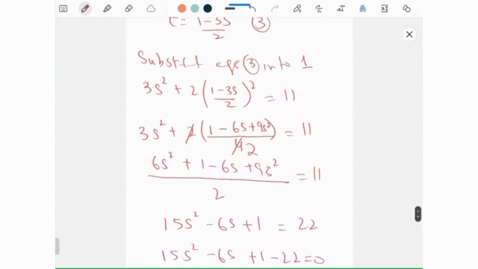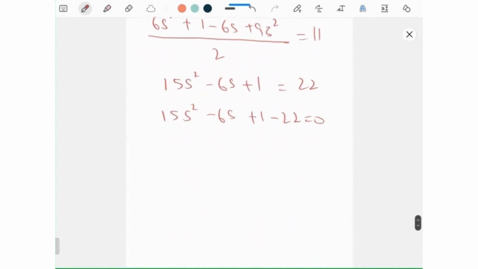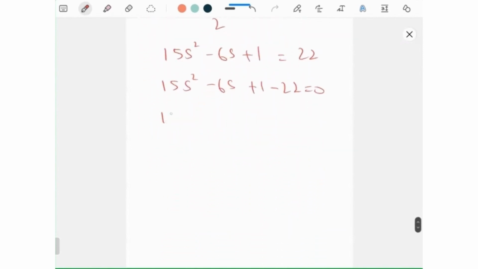क्यों प्लस एस भाई? काहे को प्लस एस, 6s माइनस 6s ही है. Are you all with me? 5s square minus 2s minus 7 is 0.